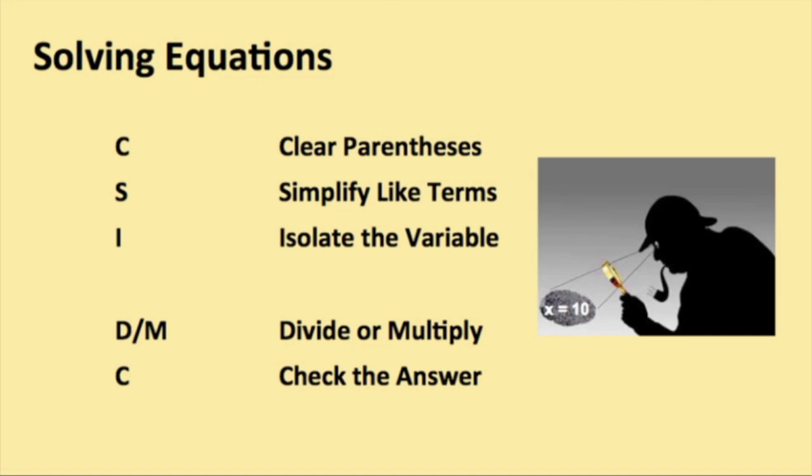So, in summary, to solve equations, we use the strategy CSI, dead man, check. We clear the parentheses. We simplify like terms. We isolate the variable. We divide or multiply to get our answer. And we always check it to make sure it's reasonable, and it really does work.